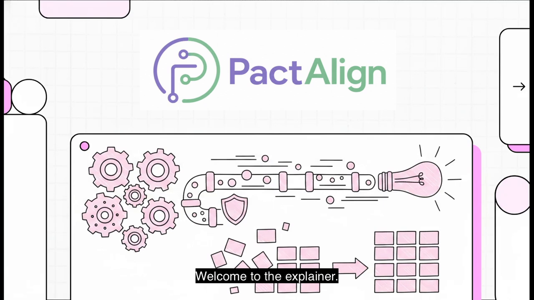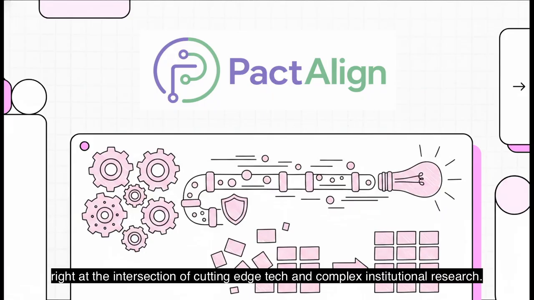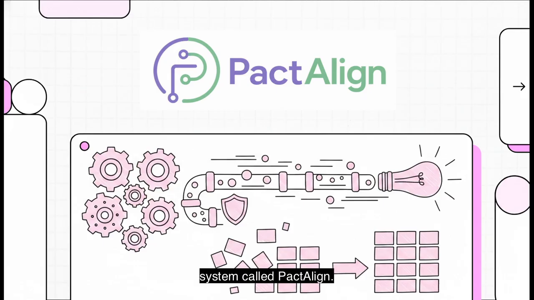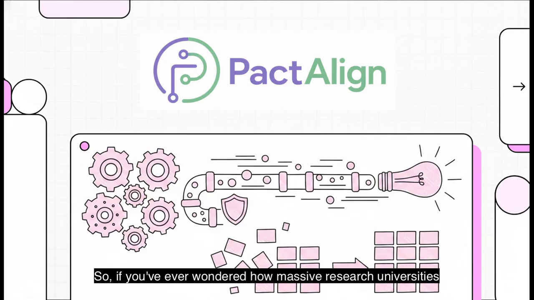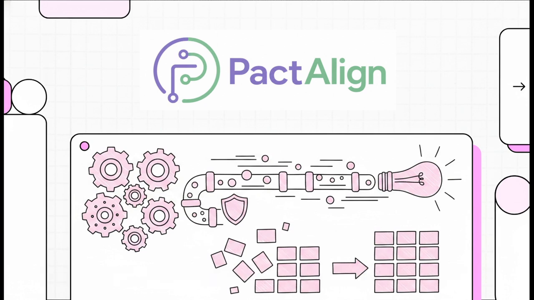Welcome to The Explainer. Today, we're unpacking something incredibly fascinating right at the intersection of cutting-edge tech and complex institutional research. We're going to dive into exactly how technology transfer offices, the folks who literally turn academic discoveries into real-world products, can take all their scattered data and transform it into a streamlined, high-speed pipeline using a system called PactAlign. So, if you've ever wondered how massive research universities manage their IP and negotiations without creating just a massive administrative traffic jam, well, you are definitely in the right place.